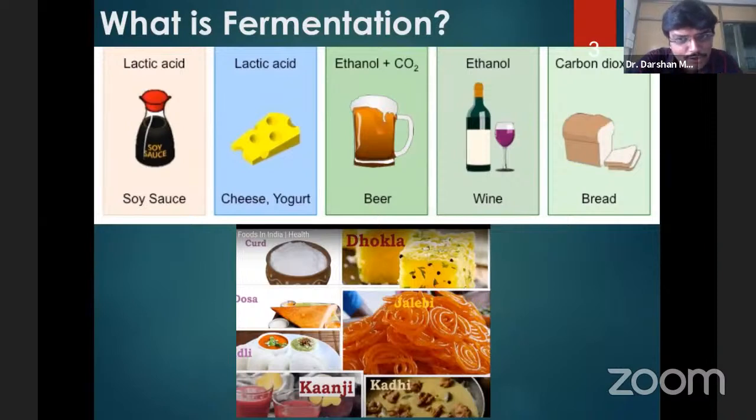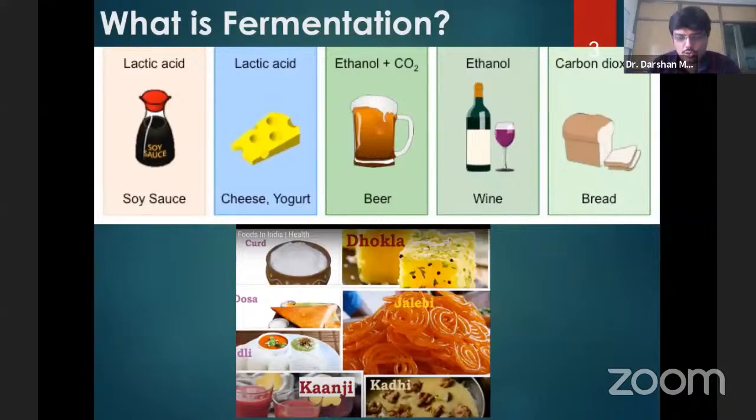I require the answer from you people in the chat box. What are these products? These are the products which are produced by fermentation. Very good. Thank you for the response. Pinkal, Sweta, Ria. Very good. Thank you, Annapurna. Right. These are the products which are produced by means of fermentation.